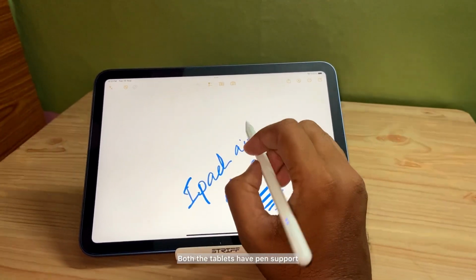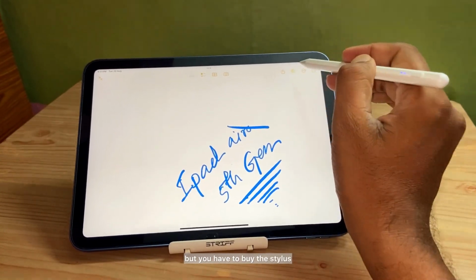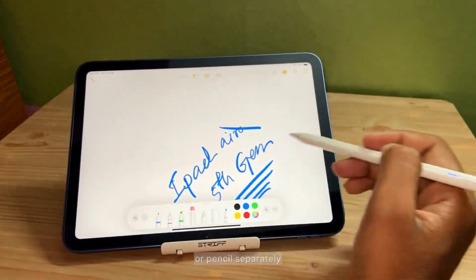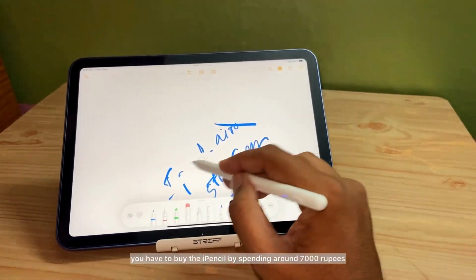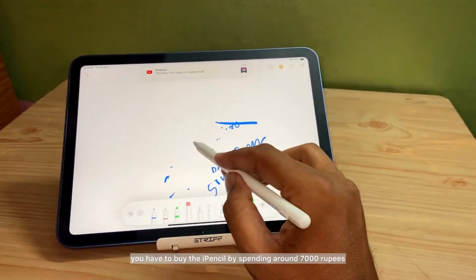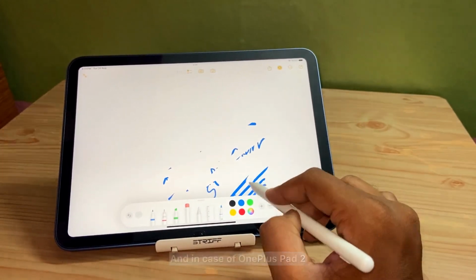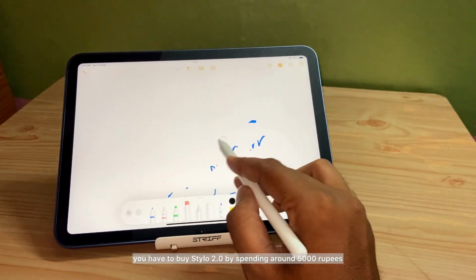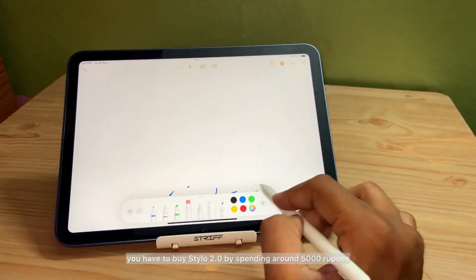Both the tablets have pen support, but you have to buy the stylus or pencil separately. In case of iPad Air 5th generation, you have to buy the Apple Pencil by spending around 7,000 rupees, and in case of OnePlus Pad 2, you have to buy Stylo 2.0 by spending around 5,000 rupees.